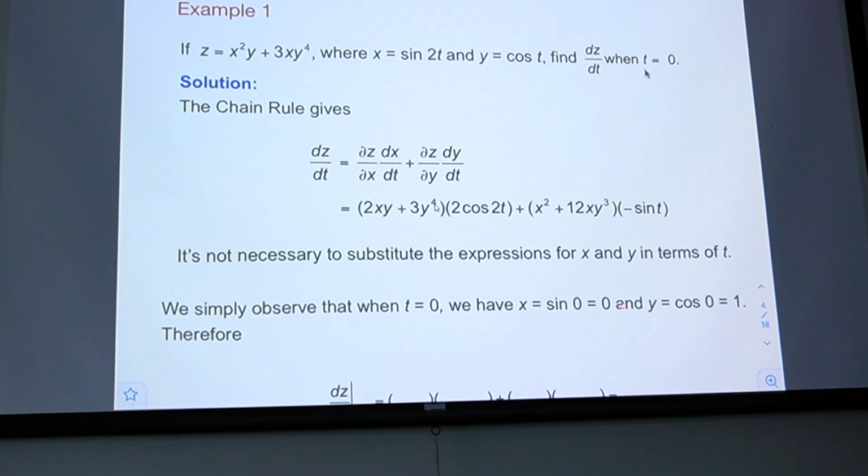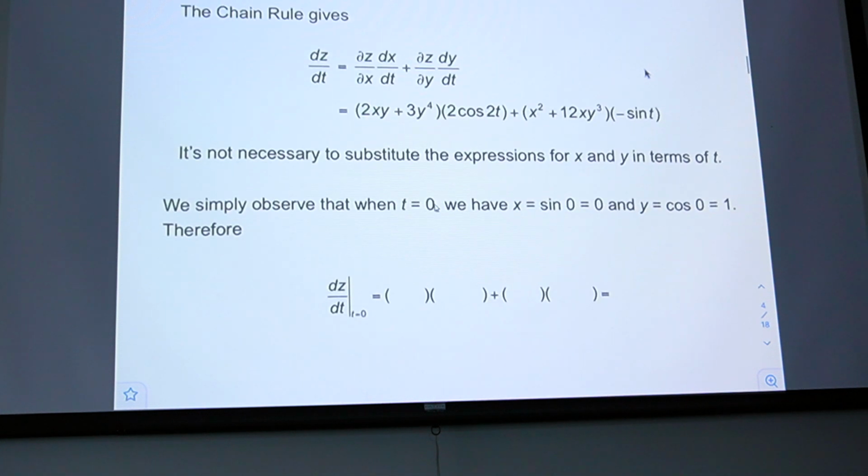Sine of 0 is 0, right? And when t equals 0, cosine 0 is 1. Okay, therefore let's substitute here. So what should I put over here? 2 times 0 times 1, plus 3 times 1 to the 4th power times 2 cosine of 2 times 0, right?